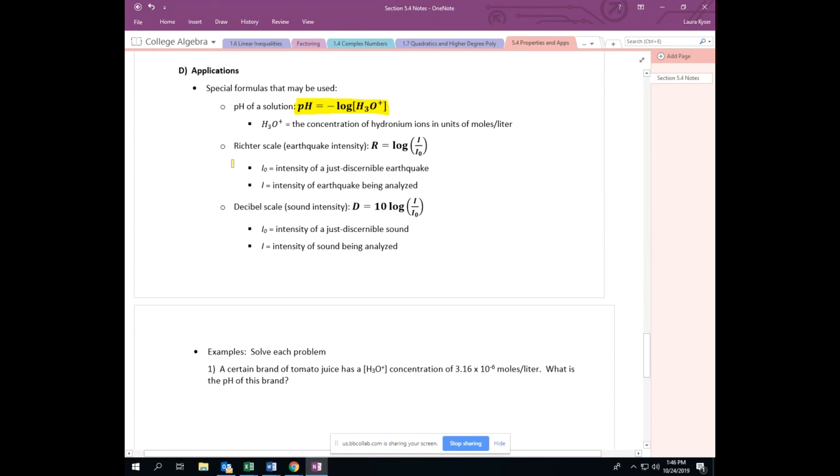Then we've got the Richter scale, that's earthquake measurement. It's right here. Richter scale also involves log, but it's the log of I over I sub 0. Now, those are also given. I sub 0 is the intensity of an earthquake right as soon as you can actually measure one. So the first possible inkling of an earthquake. And then I is the intensity of the current earthquake that you're trying to analyze.